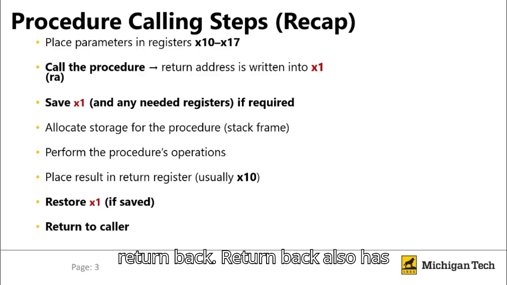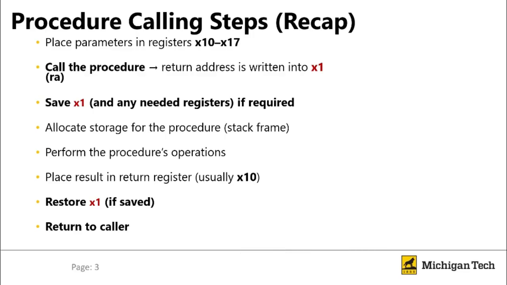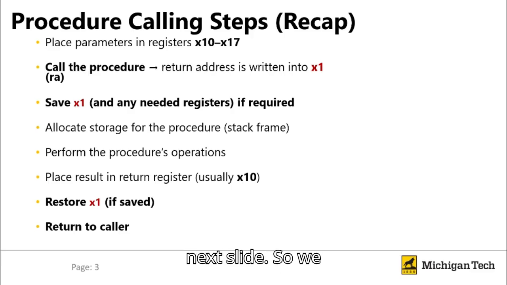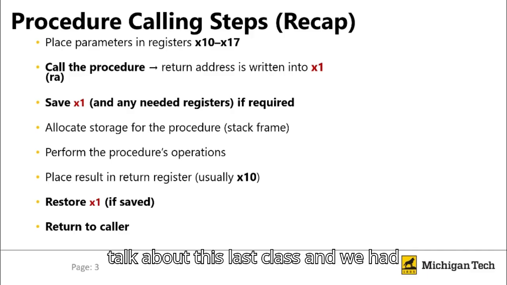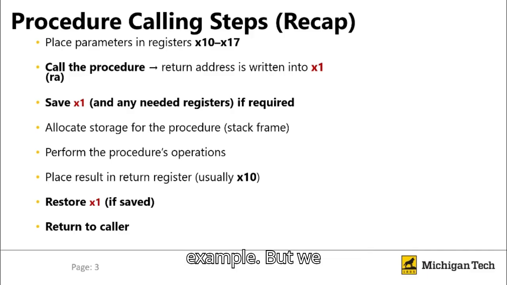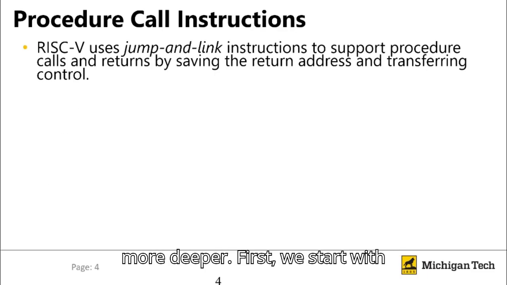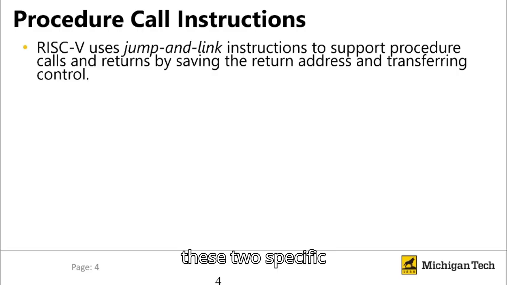Return back also has a specific instruction, called jump and link register. Jump and link register can be used for return. We're going to see them in the next slide. So we talked about this last class, and we had an example, but we didn't talk deeply. Now we need to go deeper. First, we start with these two specific instructions for procedure calling.